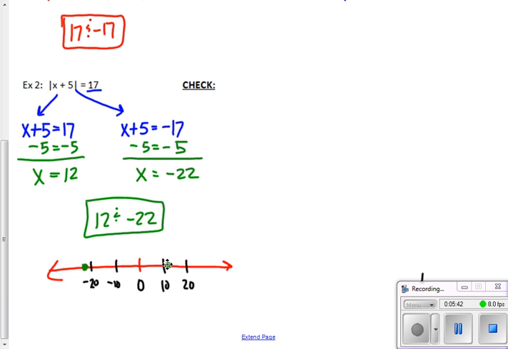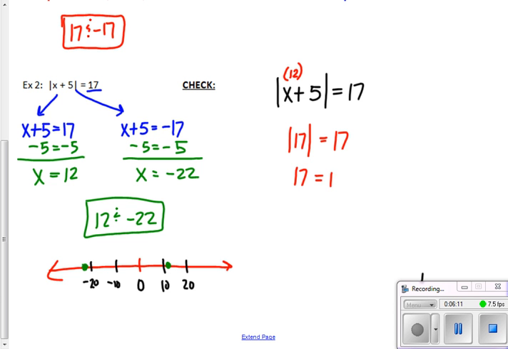Well, you substitute back into your two cases. So start with your original equation, which is absolute value x plus 5 equals 17. Plug both of these in to check to see if they work. Well, here's case 1. 12 was a potential answer, so I put in 12 for x. 12 plus 5 is 17. So I have the absolute value of 17 equals 17, which is 17 equals 17. So this would check out.